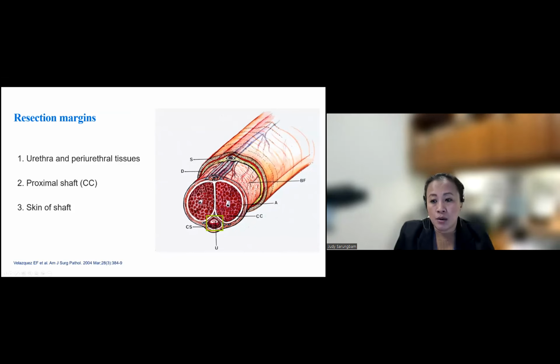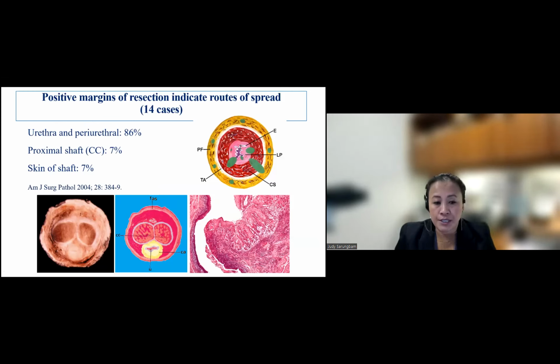The rest of the section margin, which is the proximal shaft composed of the corpus cavernosum and the skin and underlying soft tissue, is also taken on frozen and submitted in entirety. If everything does not fit in the cassette, it can be done in multiple cassettes. It has been shown that the most common positive margin is seen around the urethra and the periurethral tissue. This is a pictorial representation of this gross specimen where there is tumor involvement of the urethra and the periurethral corpus spongiosum, and here is a histologic finding of squamous mucosa involving the urethra.